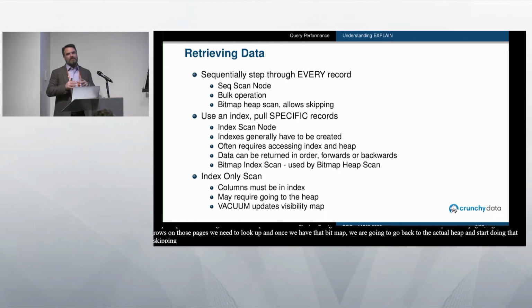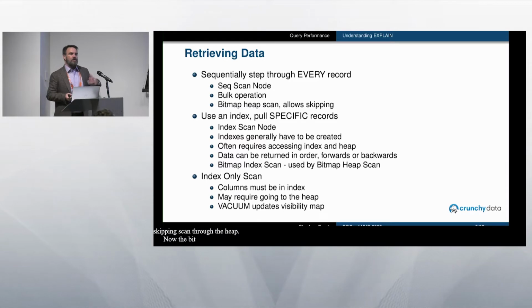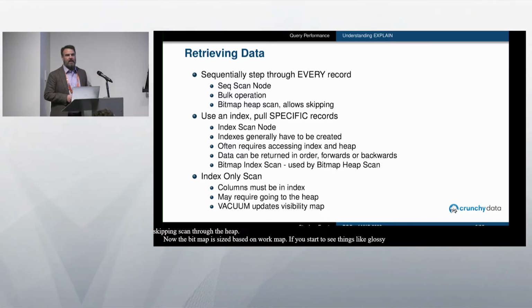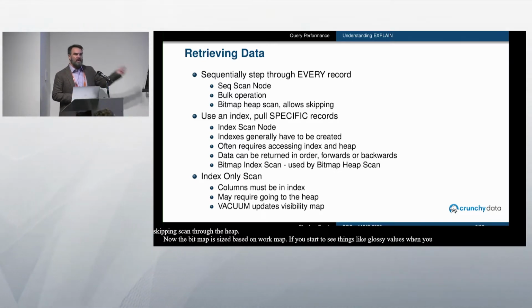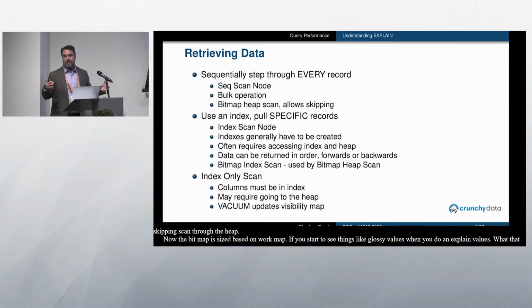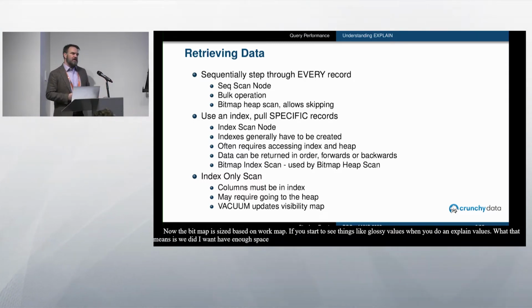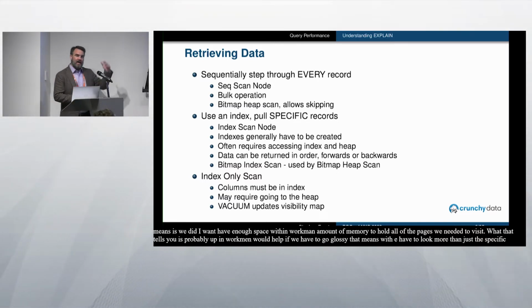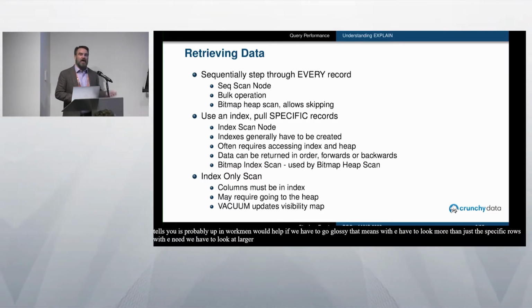Now, the bitmap is sized based on work mem. And if you start to see things like lossy values when you do an explain analyze on a bitmap heap scan, what that means is that we didn't have enough space within the work mem amount of memory to hold all of the pages that we needed to go visit. And what that tells you is probably upping work mem would help. Because if we start to have to do lossy, that means we're looking at more than just the specific tuples that we need. We're having to look at larger chunks of data and then do a filter on it, right? We'd much rather not have to filter.